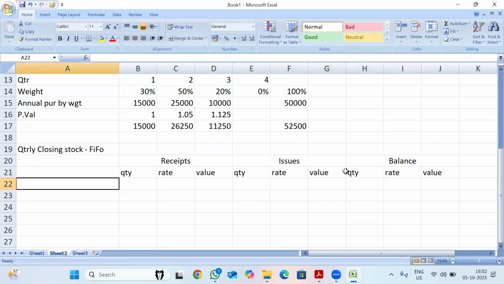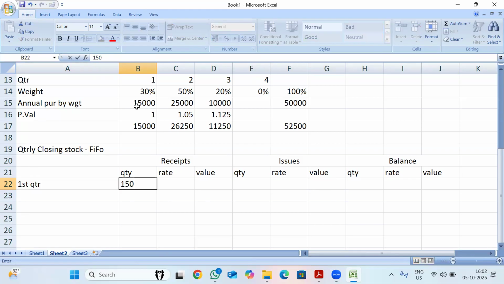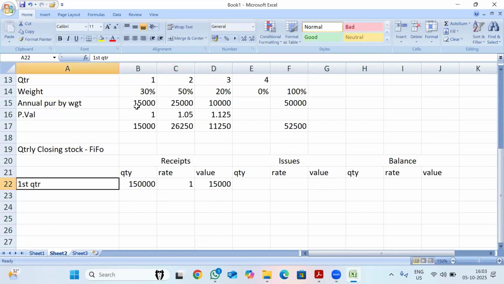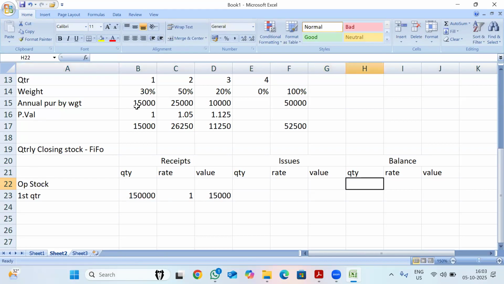So for first quarter, how much is the receipt? I'm purchasing 15,000 units at the rate of 1 rupee. So I will be having 15,000 as value. Here, opening stock. I forgot to include my opening stock. Opening stock is 4,000 and the value is also 4,000, that means 1 rupee. 4,000 divided by 4,000, 1 rupee.